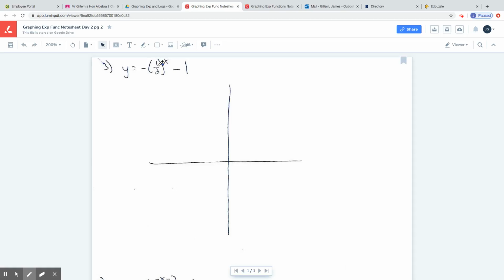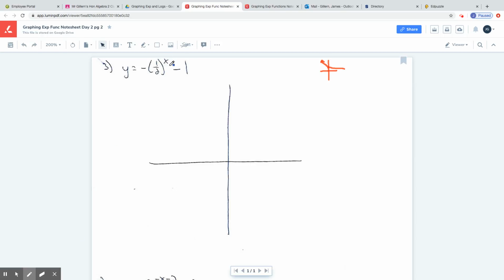We have y equals negative 1/2 to the x minus 1. Now we have a 1/2, remember. So this is a little bit different of a basic shape. It still is at 0, 1. But instead of going up like this, it's going to be going down like that. And instead of being at 1, 2, it's at negative 1, 2. So 0, 1 and negative 1, 2.